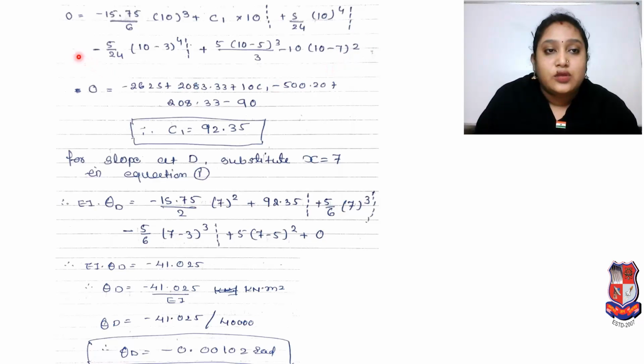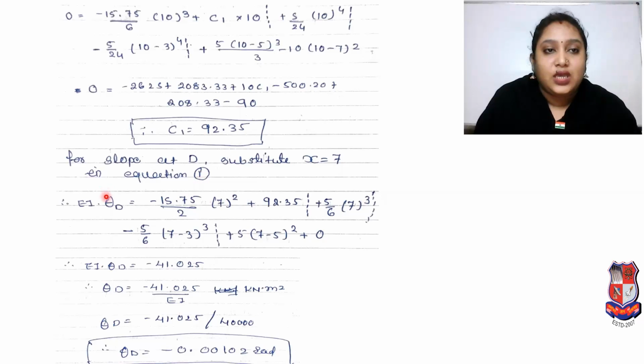So this term in simplified form will be like 0 is equal to minus 2625 plus 2083.33 plus 10c1 minus 500.20 plus 208.33 minus 90. And if finally we simplify that, then we will get the value of c1 as 92.35. Now for slope at D, substitute x is equal to 7 in equation number 1.